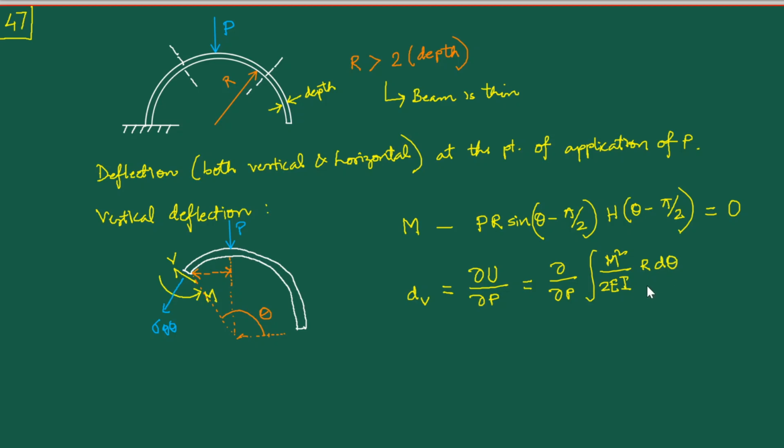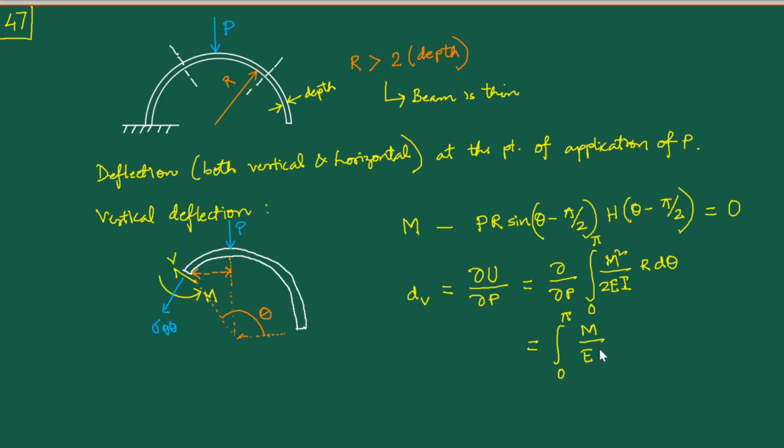Earlier, for the straight beams, I used to write this as dx, and I used to carry out the integration from 0 to capital L, which was the entire length of the beam. Now the entire length of the beam is given by r times pi. So the elemental portion while traversing in this theta direction will be r d theta, and we are going to carry out the integration from 0 to pi.